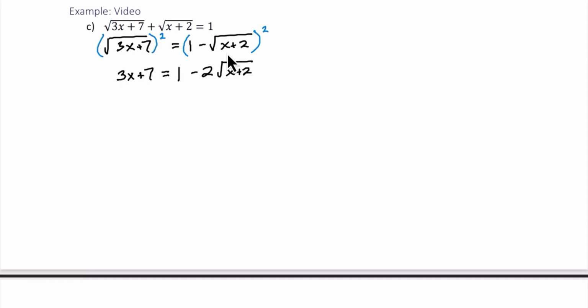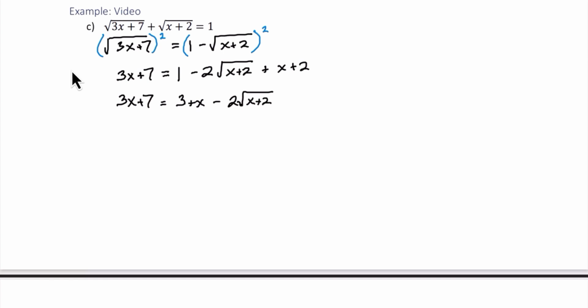And then we want to square the second part. So if we square this piece, we're left with x plus 2. Negative square root of x plus 2 times negative square root of x plus 2 gives us just x plus 2. Now we need to isolate the other radical. Before we do that, we can combine like terms on the right side. 3x plus 7 equals 3 plus x minus 2 square root of x plus 2.